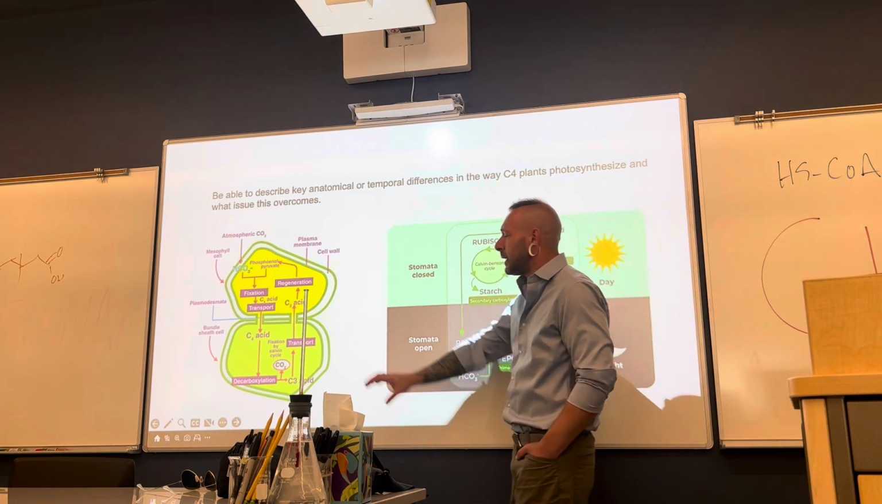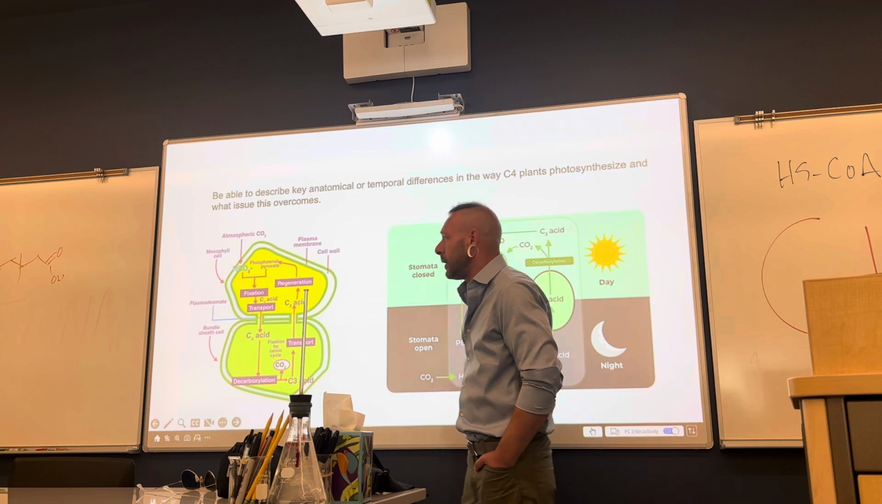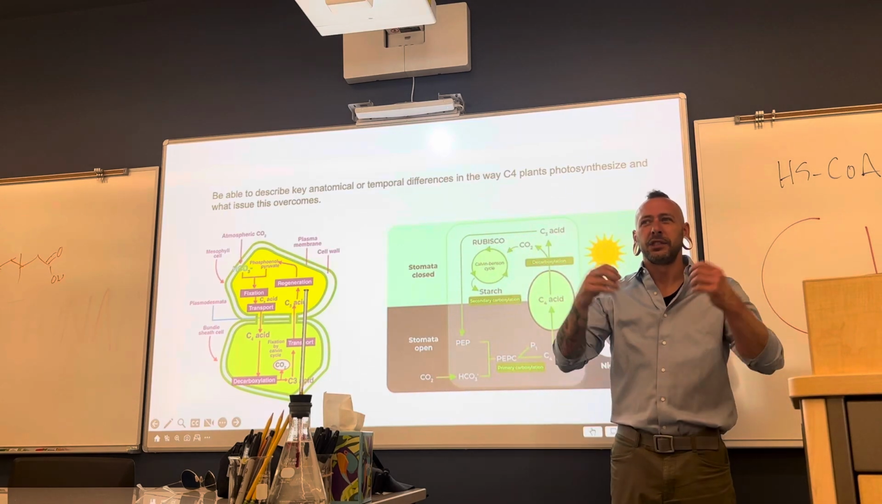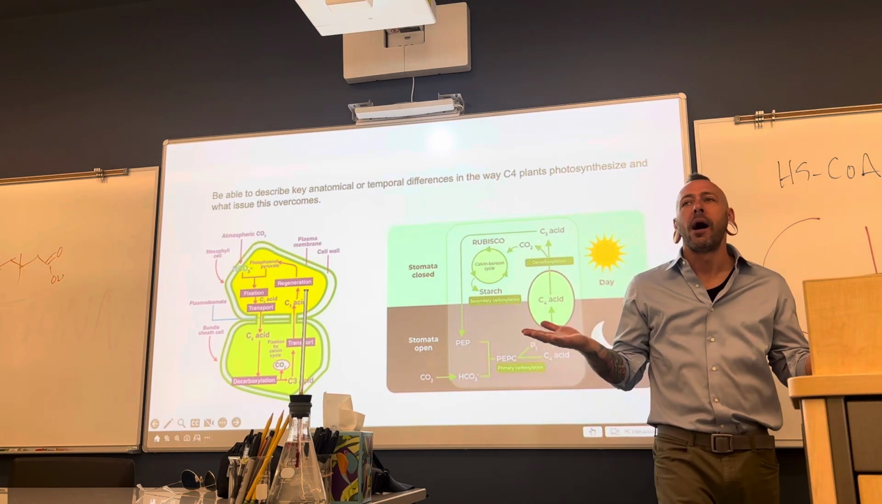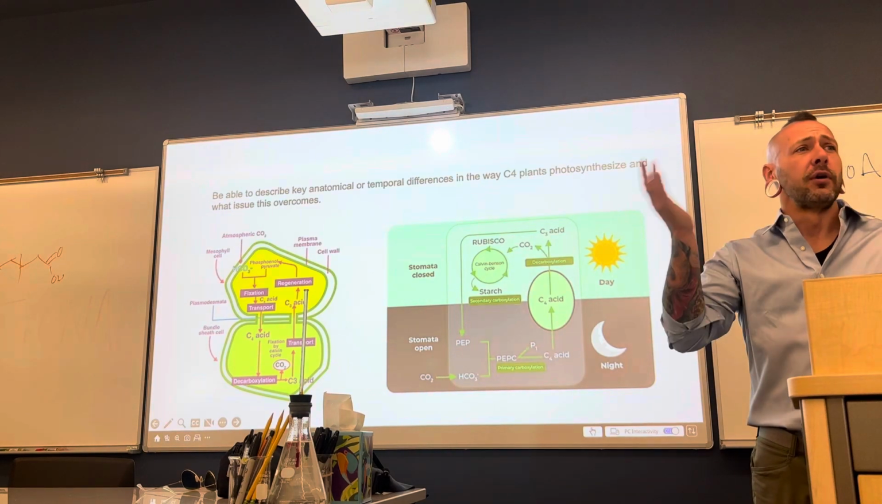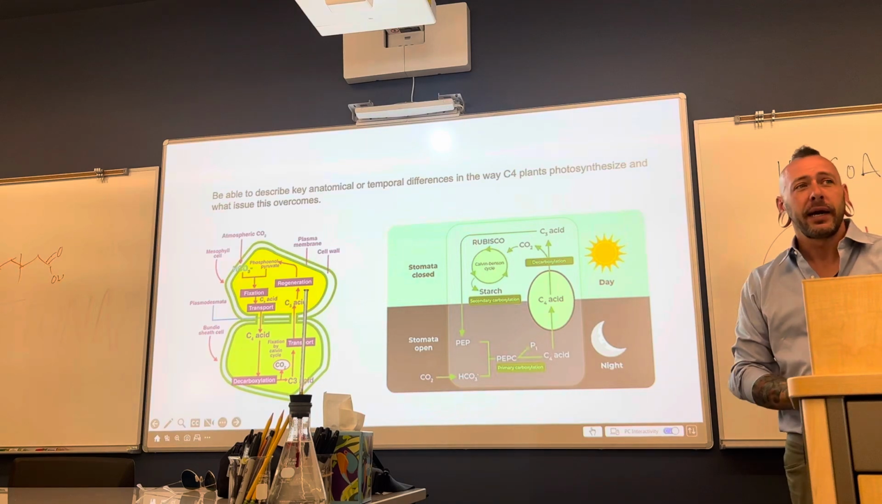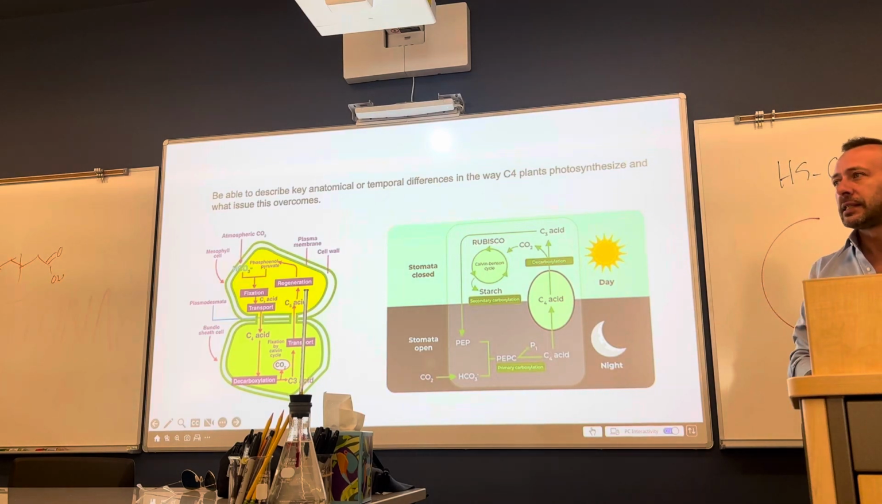Regular C4 plants store all that malate in a separate cell called a bundle sheath cell, because sometimes their stomata are open, sometimes they're closed. It just depends on how hot and how dry it is. If it's a really wet, cool day, then they'll just do photosynthesis as normal. But if it gets hot and a little bit drier, then they activate this process.